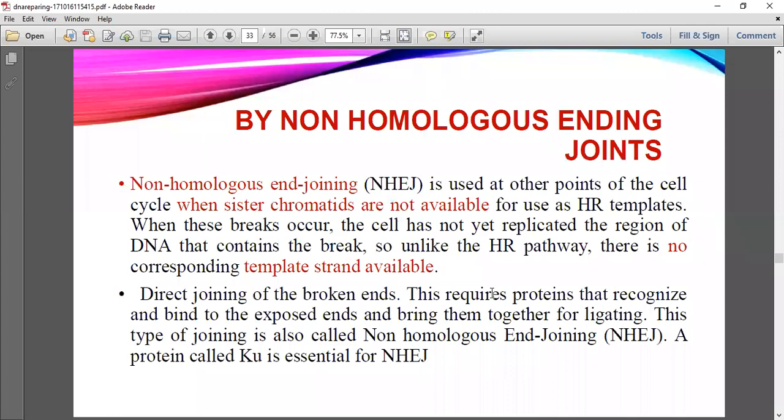So do you understand this point? There are so many enzymes that are mainly involved inside this DNA repair mechanism. Up till now, this is the important factor or important method inside DNA repair.